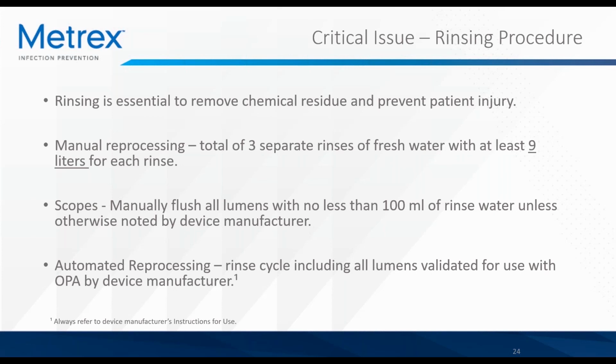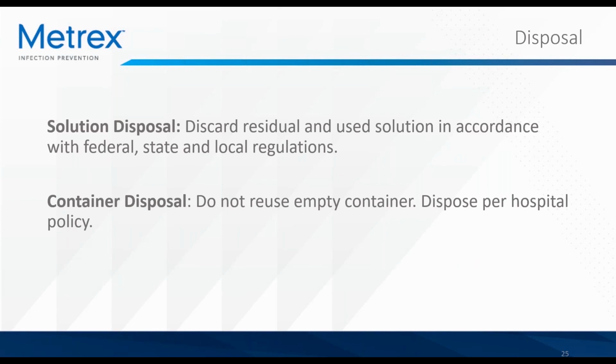When it comes to manual reprocessing, a total of 3 separate rinses, each consisting of at least 9 liters of fresh water, is required. Special care for scopes needs to be taken to ensure all lumens are flushed with no less than 100 mL of rinse water. For an AER, the preset rinse cycle may be used so long as the rinse cycle has been validated by the AER manufacturer for use with OPA-based disinfectants.